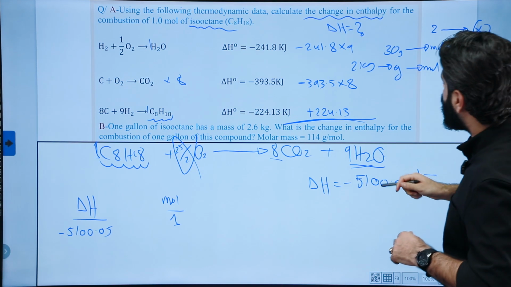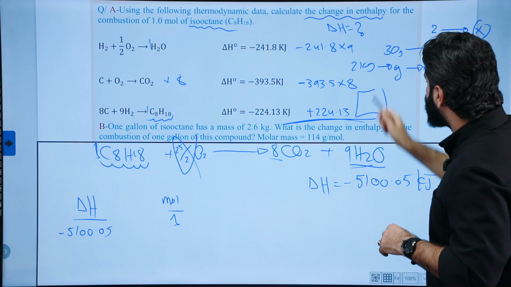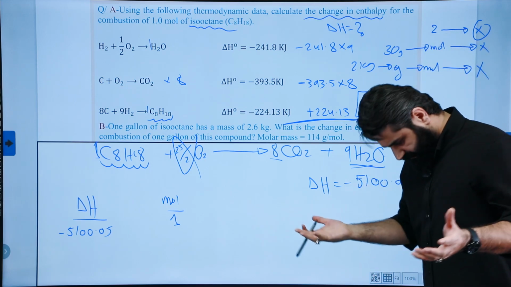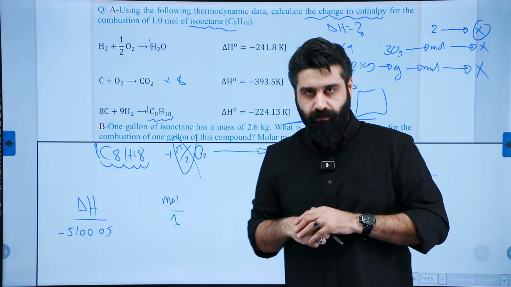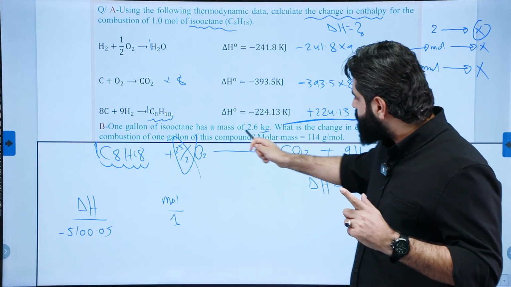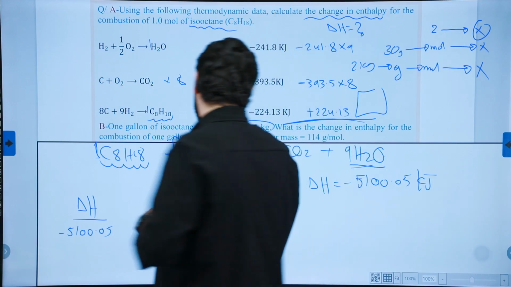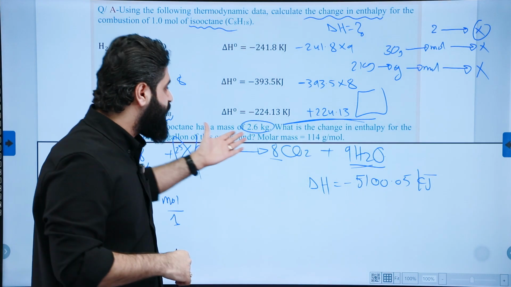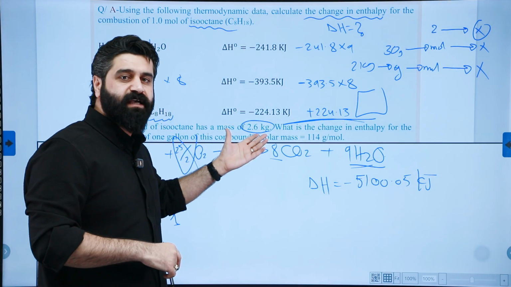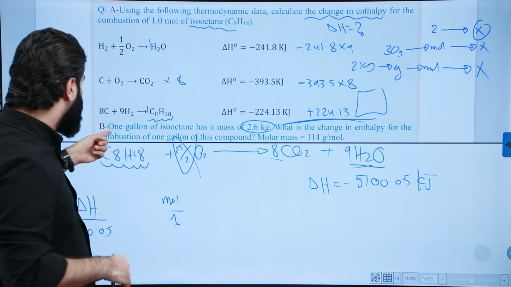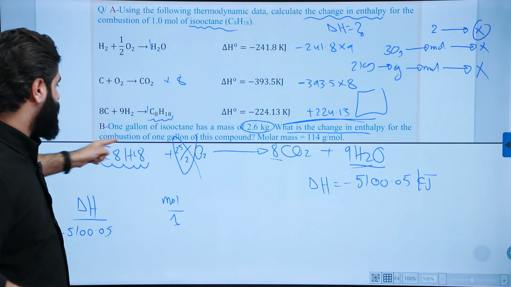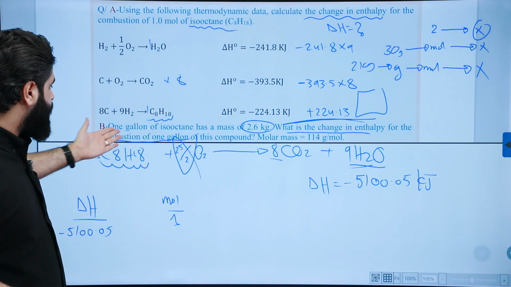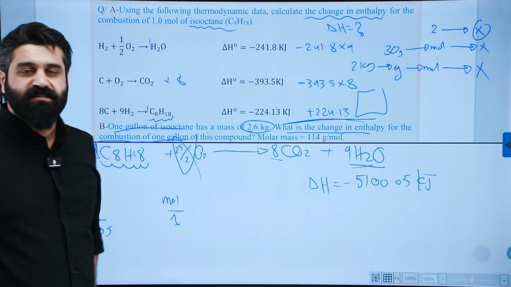What if I say for 1 gallon? For what? For 1 gallon. Okay, mister, it's okay for 1 gallon. Just tell me what is the mass of 1 gallon. 1 gallon equals 2.6 kilograms. So instead of saying find the delta H for 2.6 kilograms, the question said what is the change in enthalpy for 1 gallon, okay? 1 gallon equals 2.6 kilograms.